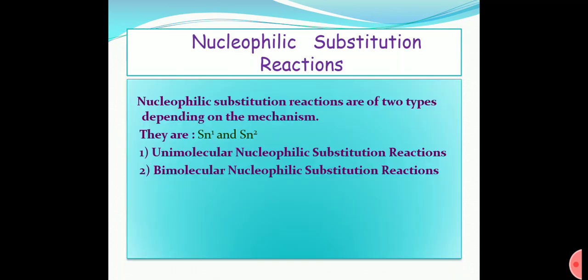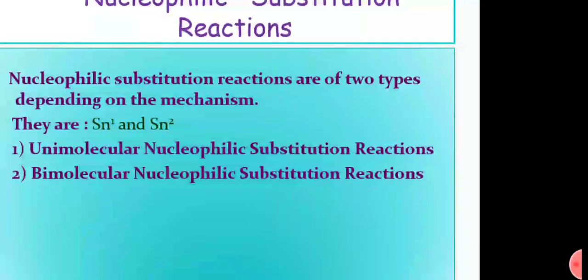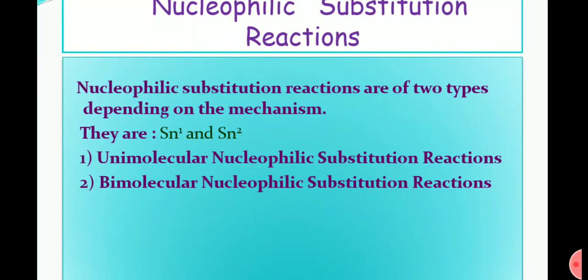And next, we have two types of nucleophilic substitution reactions depending upon the mechanism. One is unimolecular nucleophilic substitution and the second is bimolecular nucleophilic substitution. Why they are called unimolecular and bimolecular: in unimolecular reactions, in the rate determining step, we see only a single molecule. That's why it's called unimolecular. Whereas in bimolecular substitution reactions, we see two molecules, so it is called bimolecular nucleophilic substitution.